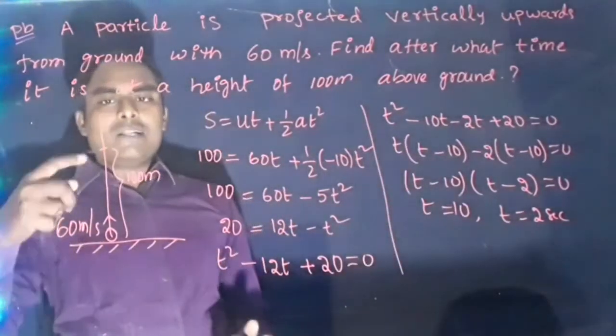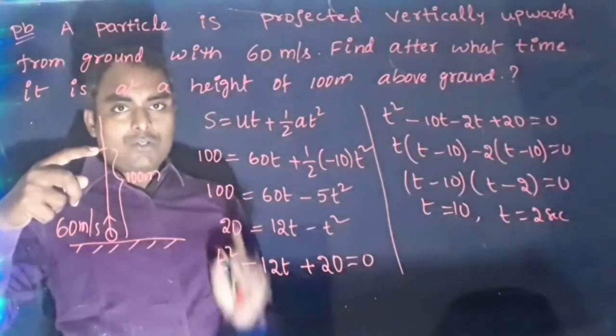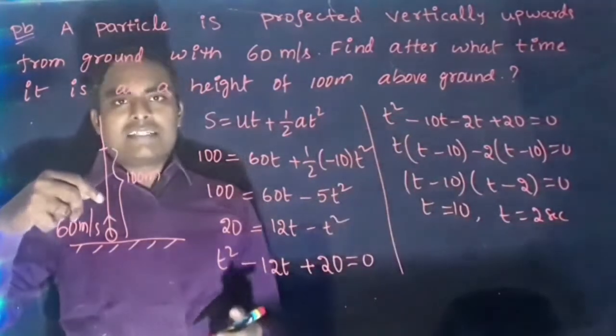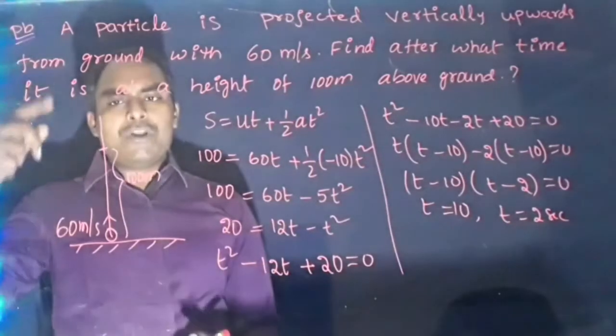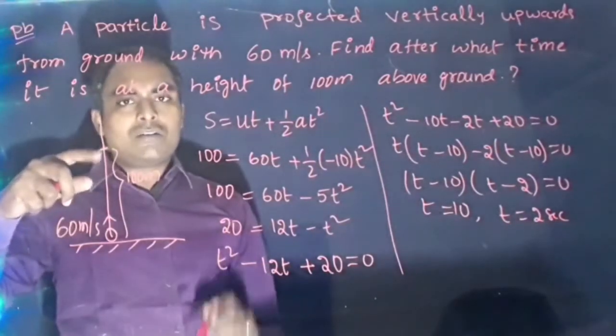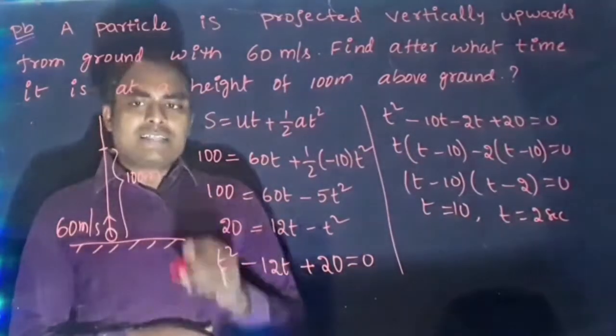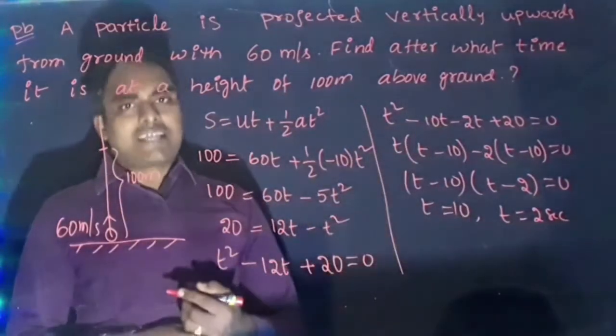So the particle will be at a height of 100 meters two times: once at 2 seconds, next at 10 seconds. So while going up, it comes to this point in 2 seconds. While coming back, again it is at the same point at 10 seconds.